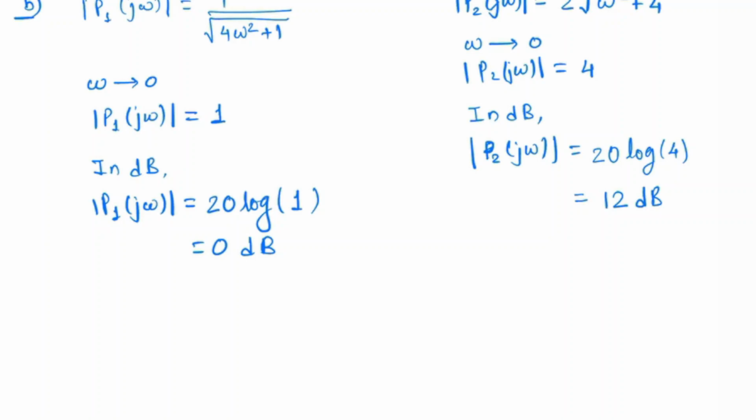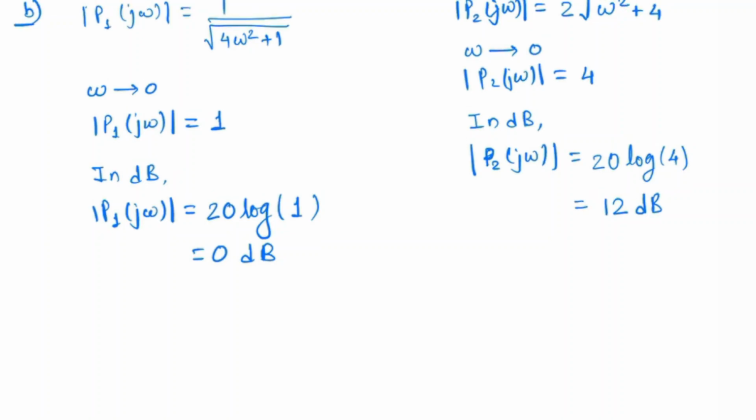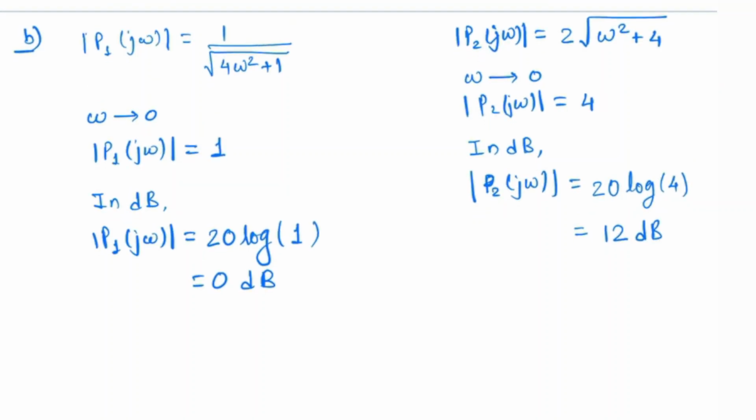So what we can see from here is that when a constant signal is given to this transfer function given here, we will not see any kind of DC amplification. Whereas if it is given here, we would see the gain of 12 decibels for the second transfer function, that is P2.